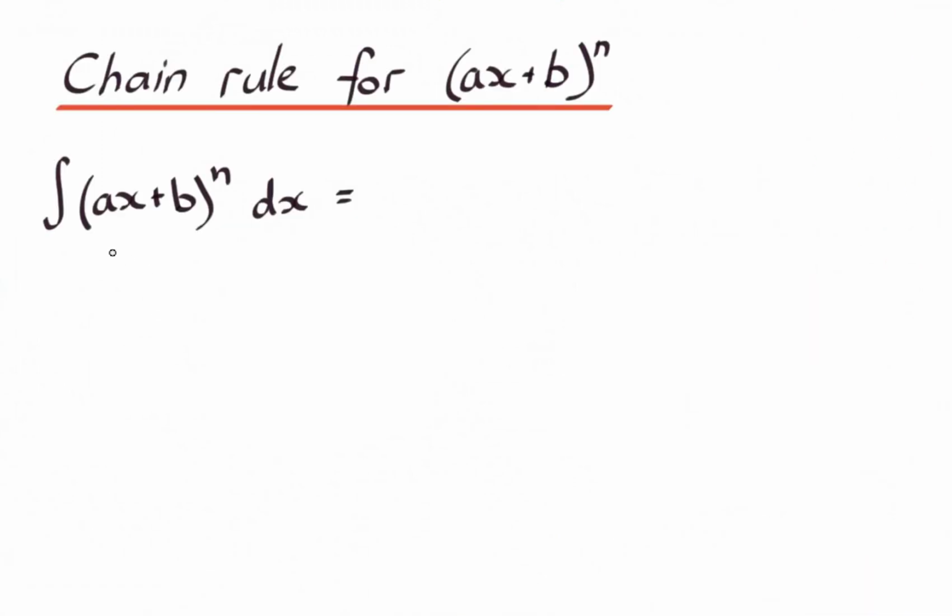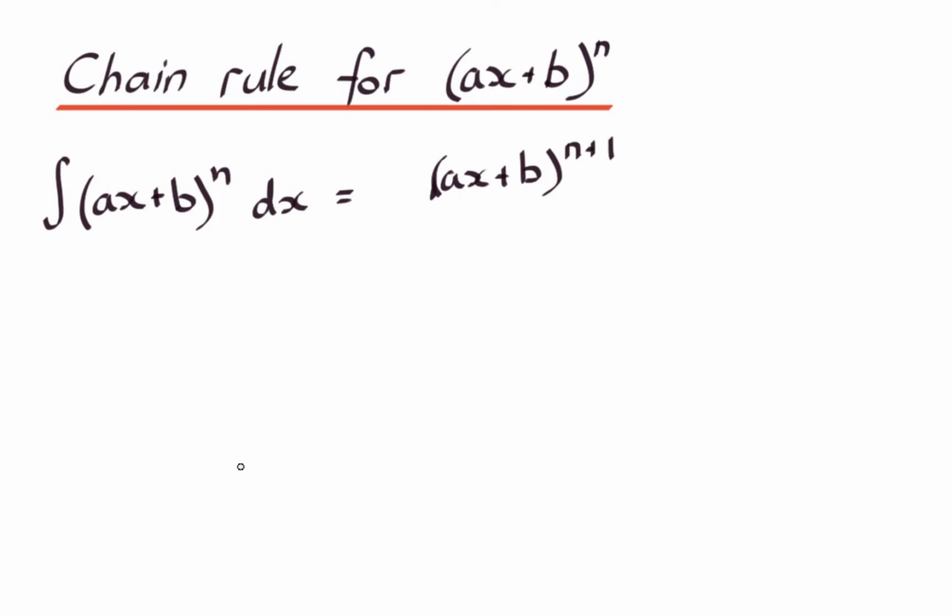So if we have the integral of (ax plus b) to the power of n dx, what's going to happen? Well, first of all, we know that we are anti-differentiating. We're doing the opposite process. So let's start with this power. This power needs to be increased by 1. So we have our ax plus b, and instead of n, we now have a power of n plus 1.